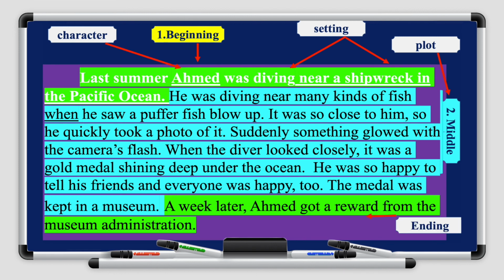And then at the end, I have a week later, Ahmed got a reward from the museum administration. So here, what do I have? I have a week later, Ahmed got a reward from the museum administration, which is the concluding sentence for my paragraph, the ending. So look at the paragraph. Does it all make sense? Is it all coherent? Okay.